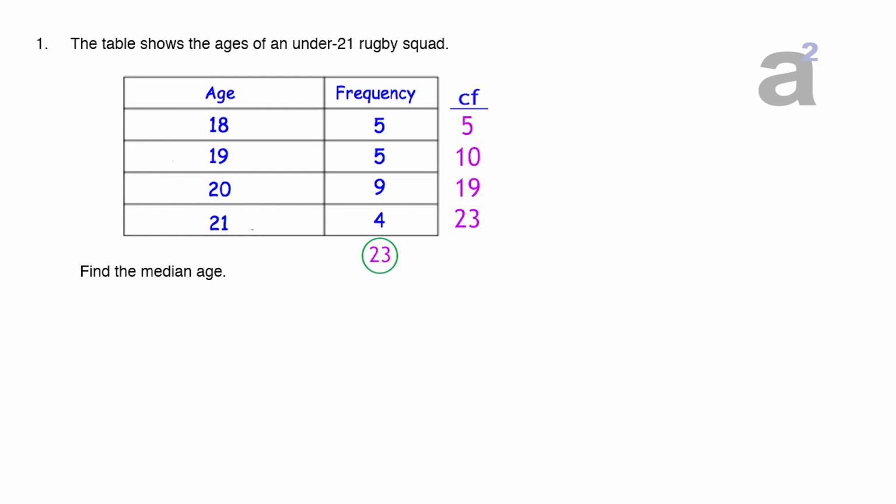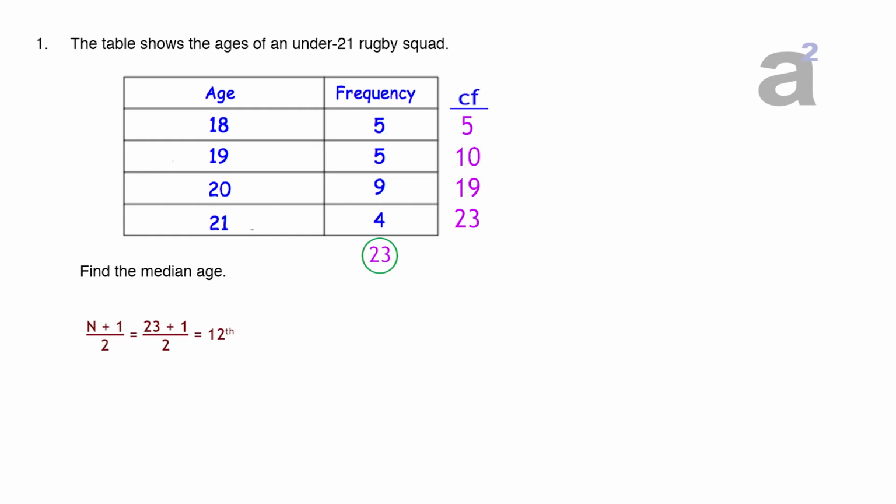Now to find the median from the CF, the median is the middle number. There are 23 people. So the middle will be 23 plus 1, which is 24, and make it half. That is n plus 1 over 2. 23 plus 1 over 2 is 12. So the 12th number will be the median. See, 12 is not the median. The 12th number is the median. So what is the 12th number?